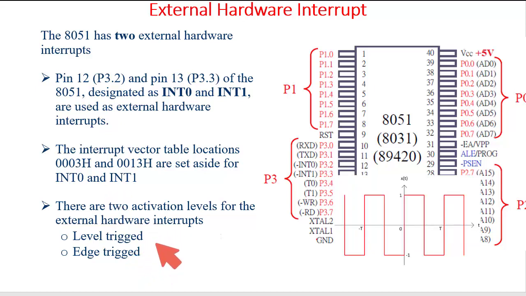Level triggered is basically low level triggered, which means that if a low level signal is sustained for a certain duration, no doubt in microsecond order, then that will act as a low level signal. So this is this type of low level signal.